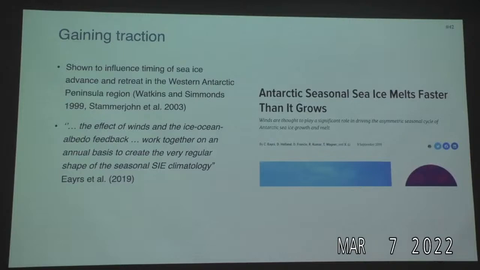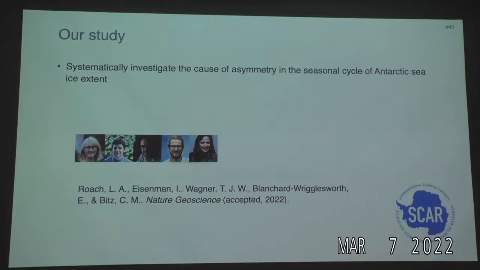In our study, we found some evidence from models that gave us some motivation to try and systematically investigate this, to see if there might be some other explanation for the asymmetry in the seasonal cycle of Antarctic sea ice extent. This is the project that Till mentioned as something that started when I visited him during this SCAR visiting fellowship. We also worked together closely with Ian Eisenman and Ed Blanchard-Rigglesworth at UW and Cecilia Bitz, who was my postdoc advisor. And our study on this has just been accepted at Nature Geoscience.